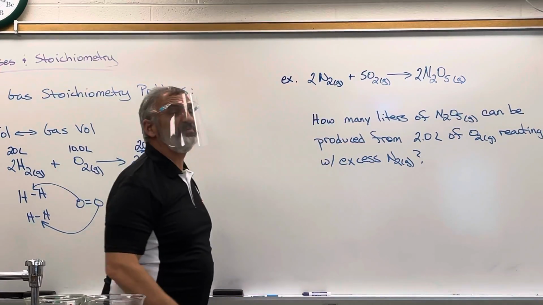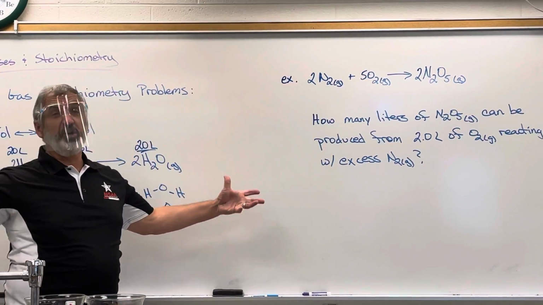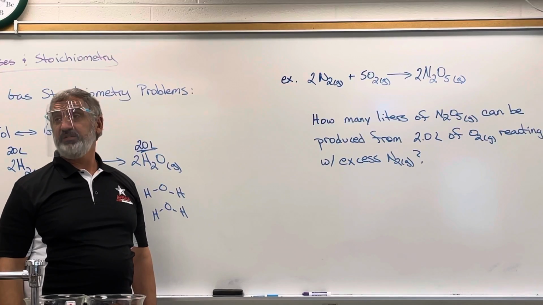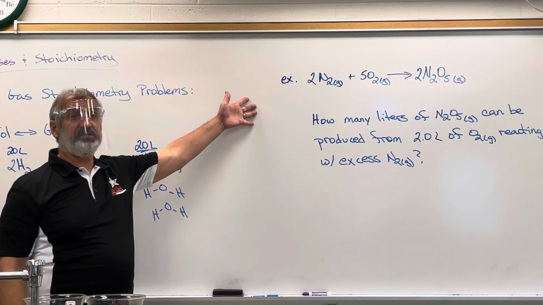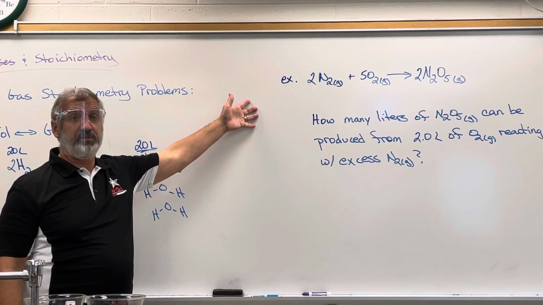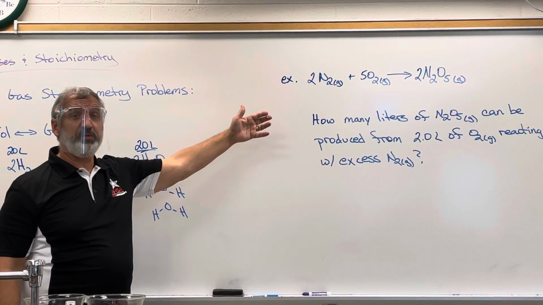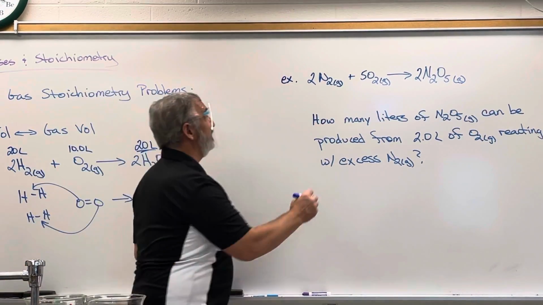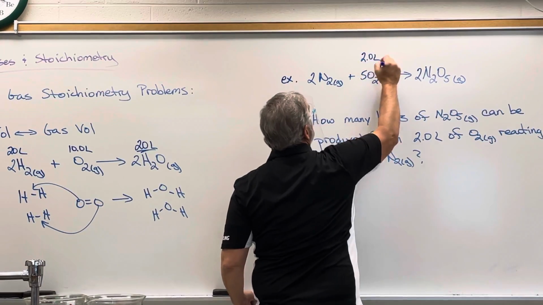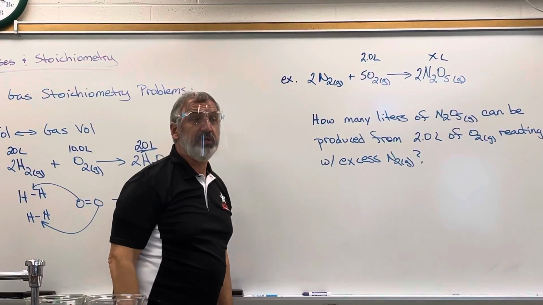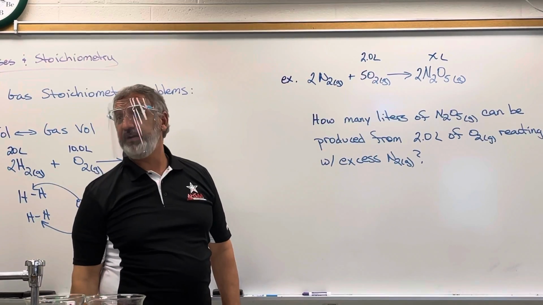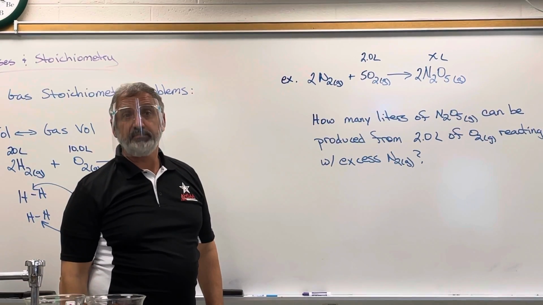Now, this problem sounds way worse, way harder than it is. Just like any other stoichiometry problem, the first thing you're gonna do is balance the equation. Second, you're gonna start with what am I given, what am I looking for? Well, I'm given 2 liters of this, and I'm looking for how many liters of that. Because if you don't know what you're looking for, you'll probably never find it.